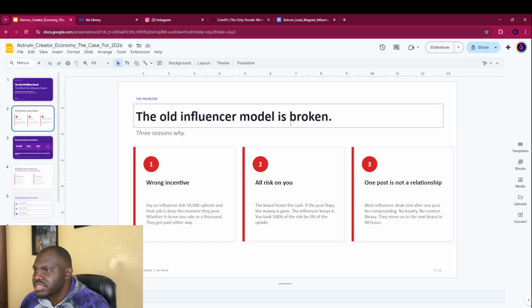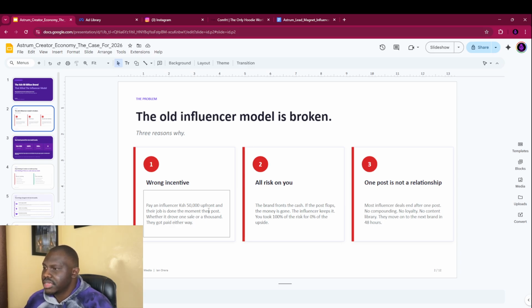So the old influencer model is broken. Three reasons why. Number one, wrong incentive. Paying an influencer 50,000 Kenya shillings upfront, and their job is done the moment they post. So whether it drove one sale or 1,000, they got paid either way. Number two, all risk is on you. The brand fronts the cash. If the post flops, the money is gone. The influencer keeps it. You took 100% of the risk for 0% of the upside, right?